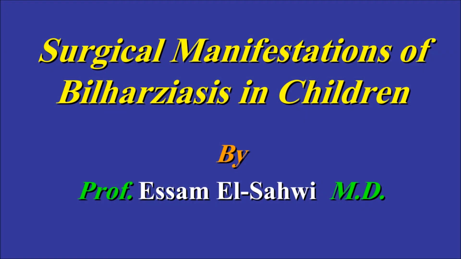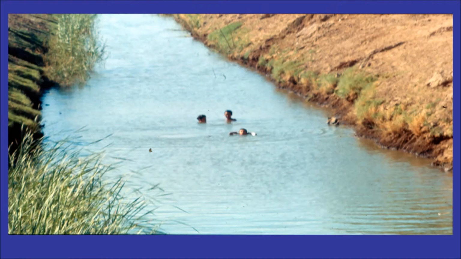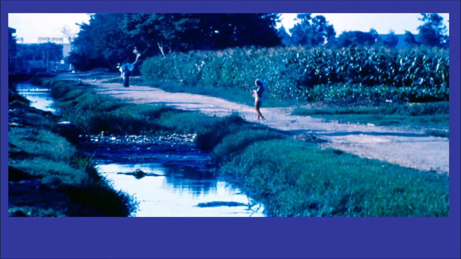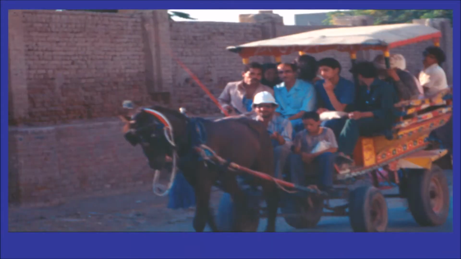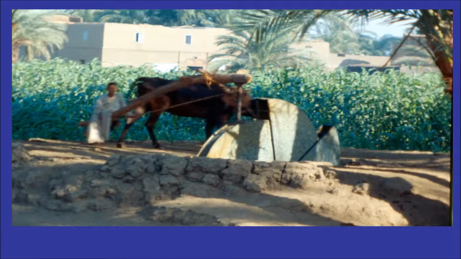The coming lecture is on the surgical manifestation of Bilharziasis in children. The following pictures are taken from the countryside of Egypt, simply to let you know how the infestation of Bilharziasis occurs. That is, children bathing in the canals on the countryside of Egypt. That is how they move from one part to the other along the cartwheels. That is how they irrigate the fields.